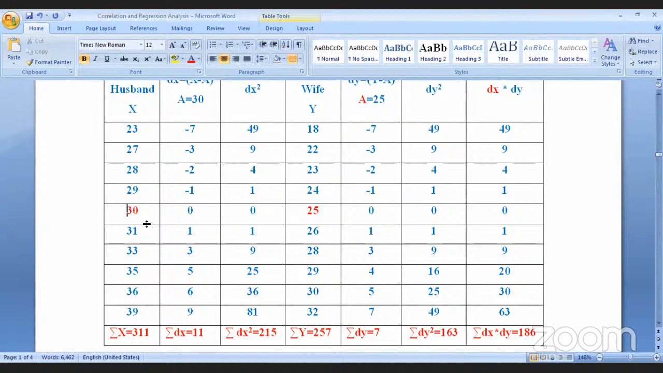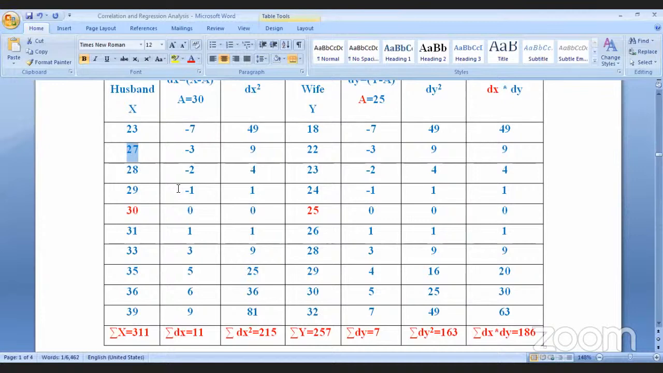So 23 minus 30 is minus 7. 27 minus 30 is minus 3. Observe carefully; now I am taking the differences. 28 minus 30, minus 2. 29 minus 30, minus 1. 30 minus 30 is 0. 31 minus 30, 1, then 3, 5, 6, 9. Sigma dx is equal to 11.